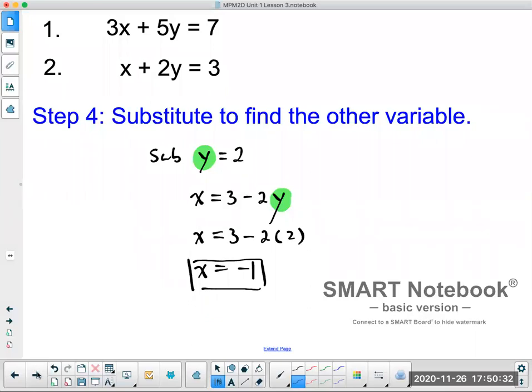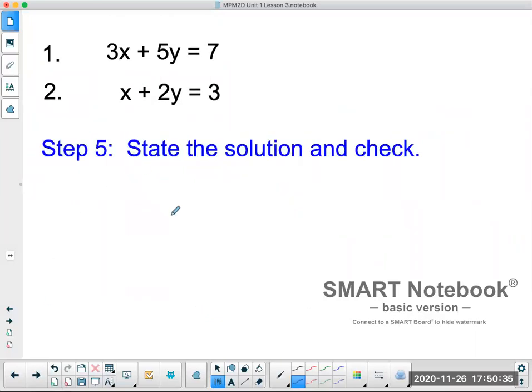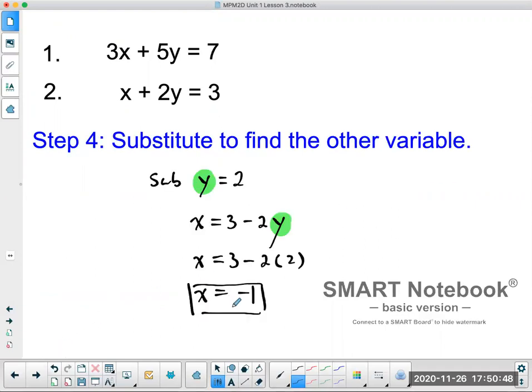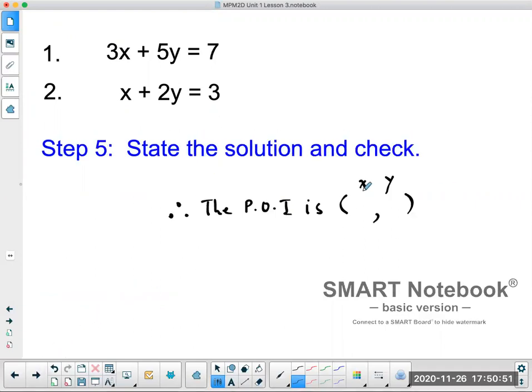Now we figure out the value of x and the value of y. We're going to state the solution. So therefore, the point of intersection is, again, x before y, x is -1, y is 2. So -1 and 2. Now, you always want to check the solution to make sure this is indeed the correct answer. And how do you check the solution? You're going to substitute the value of x, y into the original equations to see if it satisfies both equations.